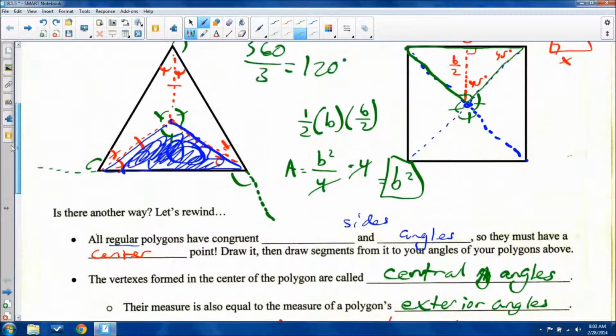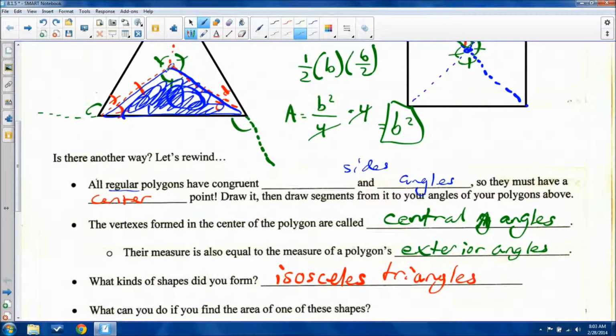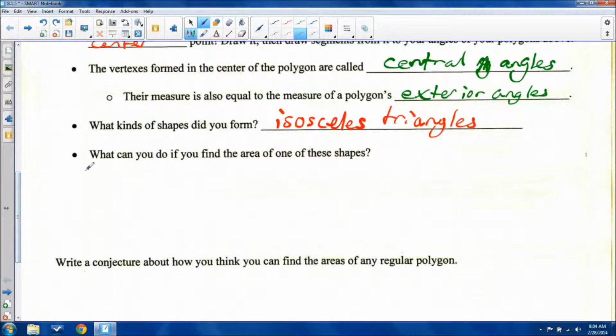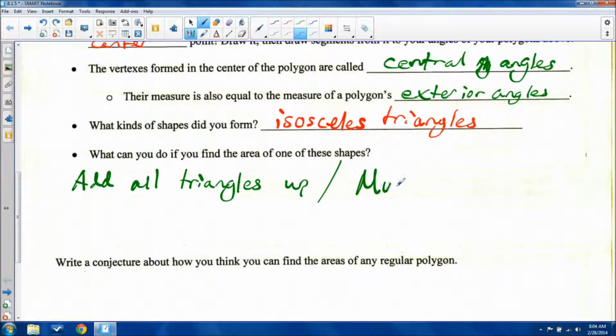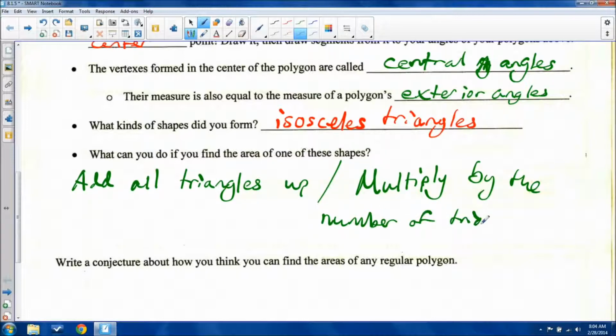So what can you do to find the area of these shapes? What we said was, when I meant find the area of these shapes, I meant like this triangle, is add all triangles up, or multiply them by the number of, so add all triangles up slash, and this is going to be the more important one, multiply by the number of triangles.